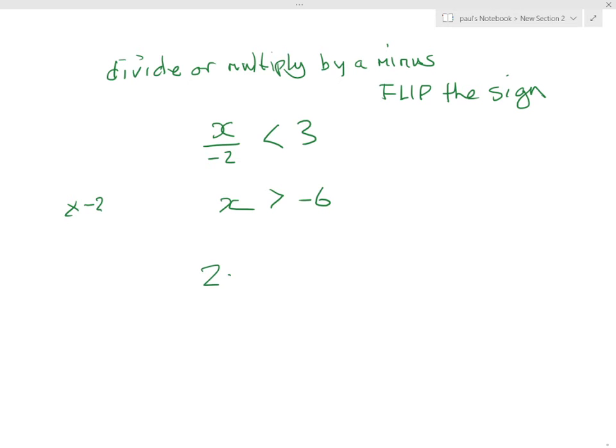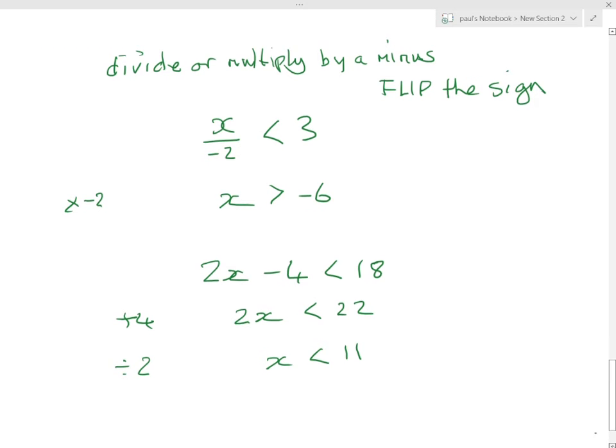So we'll do a few of these. 2x minus 4 is 18. So we're going to add 4 to get rid of that minus 4. Add 4 onto that is 22. And then divide by 2. So we're dividing by a plus number, so the sign remains the same. And that becomes 11.